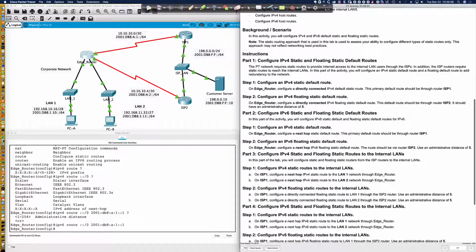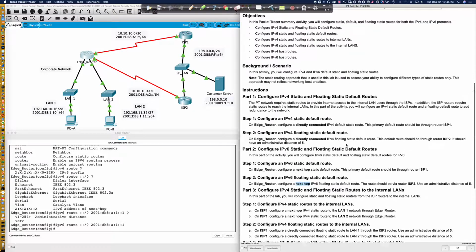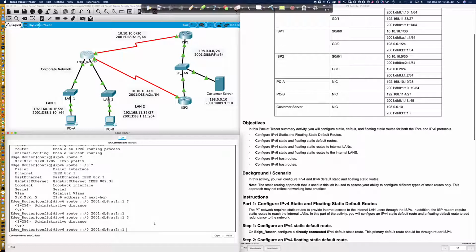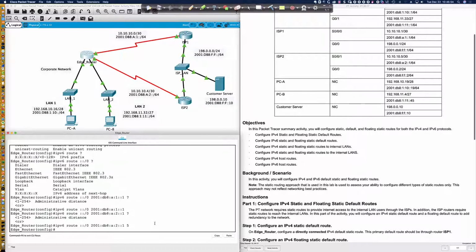Now let's take a look at configuring an IPv6 floating static default route, which is going to look very, very similar. It's going to be a next hop IPv6 floating static route that should use ISP2 with an administrative distance of 5. And so this is going to be easy. We're going to hit the up arrow, and I'm going to take a look at this IP address very closely here, and I see that the only difference is :A:2. Now, remember here, this is where we would add the administrative distance of 5, so that this is not going to get installed into the routing table, the RIB, the routing information base, that we see when I say do show IPv6 route.